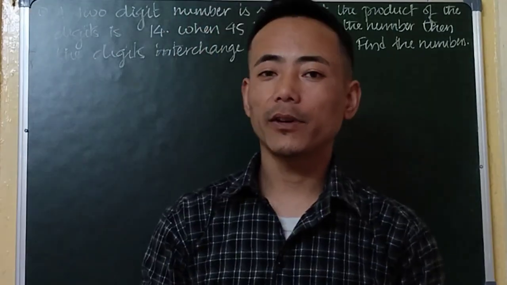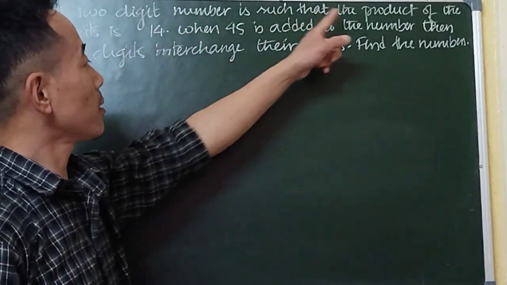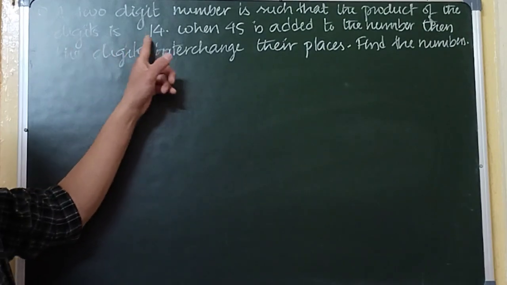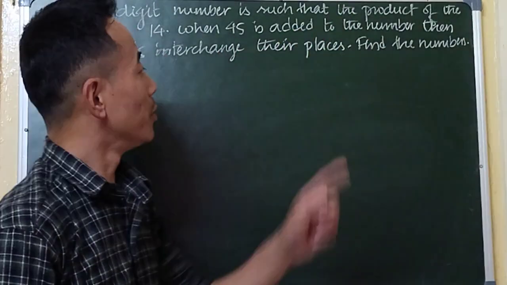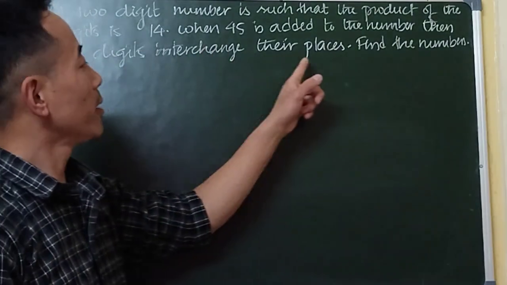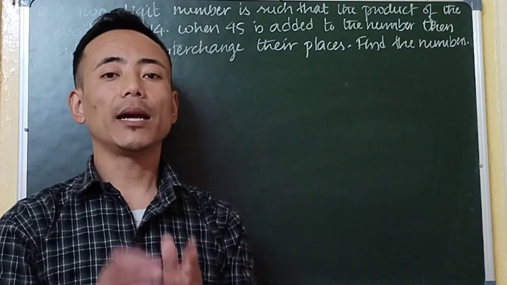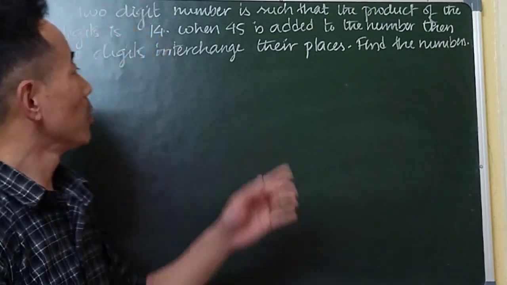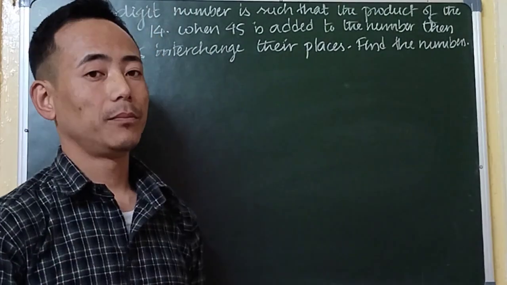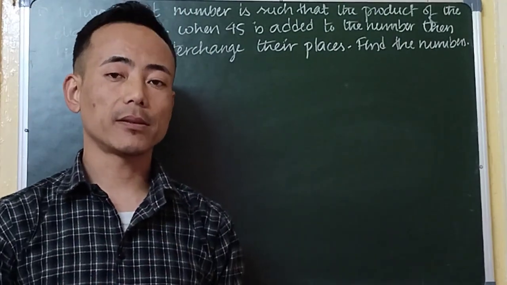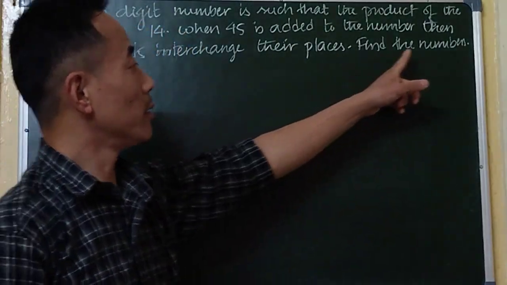Okay, so here we have another question. So the question says a 2-digit number is such that the product of the digits is 14. If when 45 is added to the number, then the digits interchange their places, we have to find the number. So you have a 2-digit number and the product of the digits is how much? 14. And when you add 45 to the number, then the digits will interchange the places. Interchange means they will replace their places. Alright, so you have to find the number.